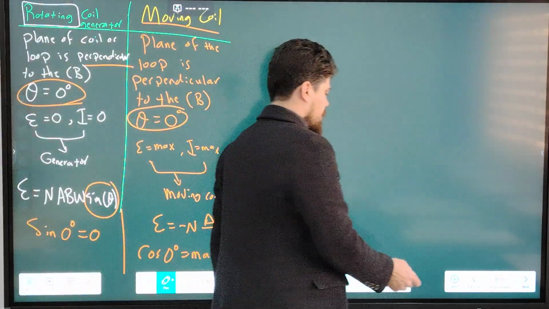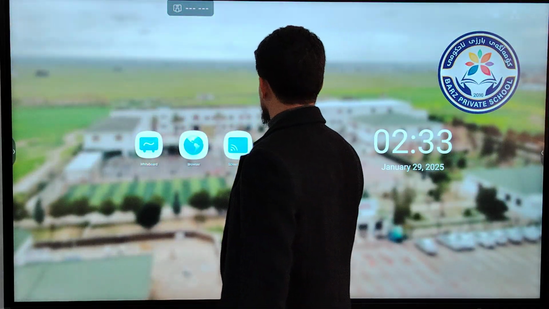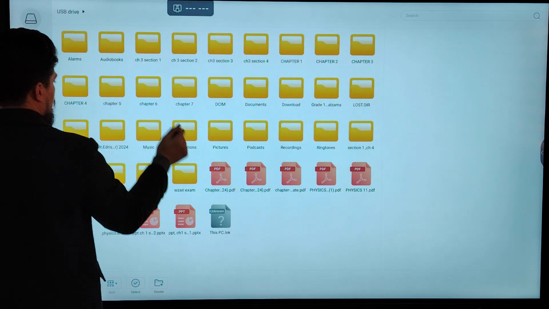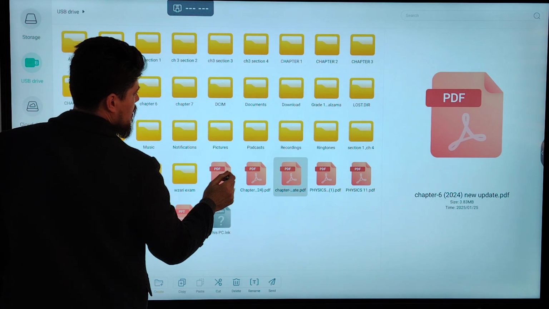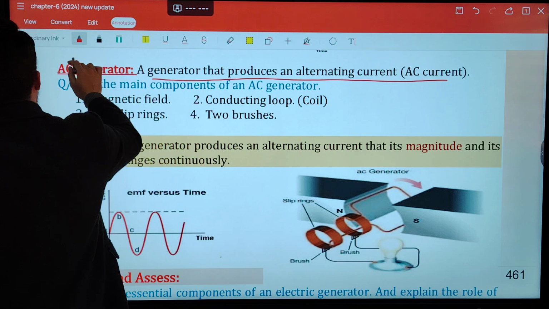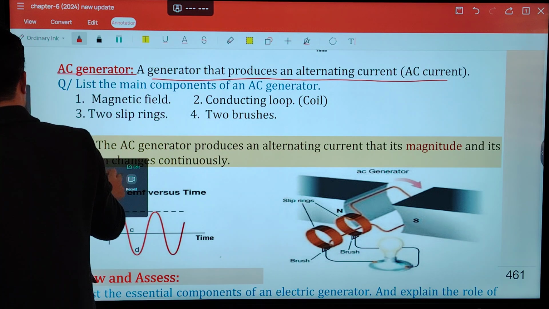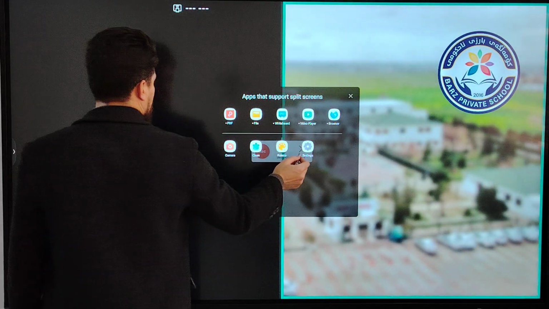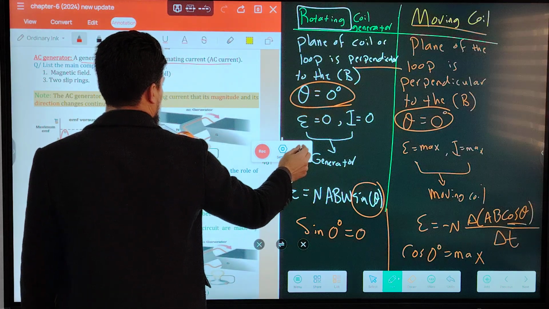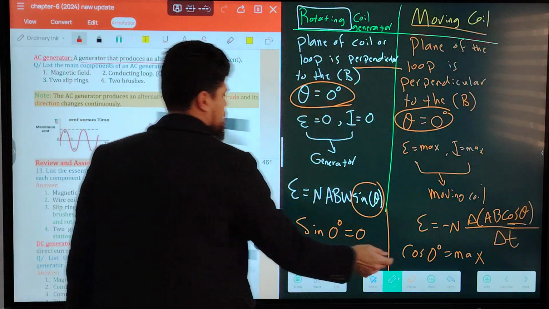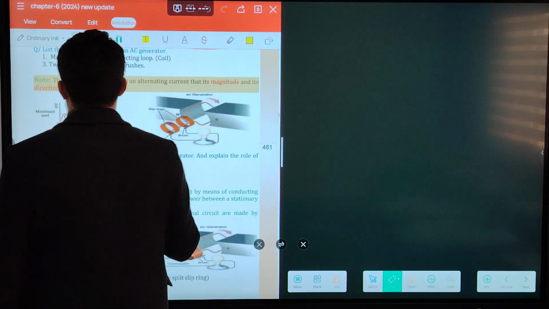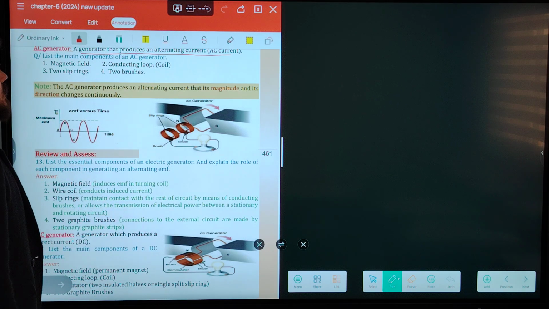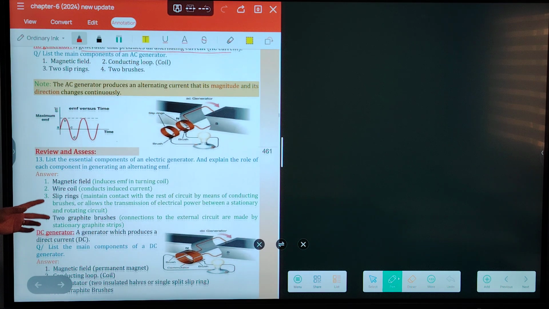Okay, let's go back to our pamphlet. And we studied the components of the AC generator. An AC generator produces an alternating current whose magnitude and direction change continuously.